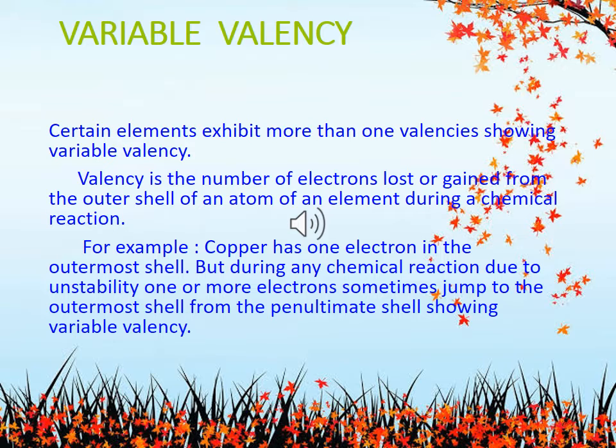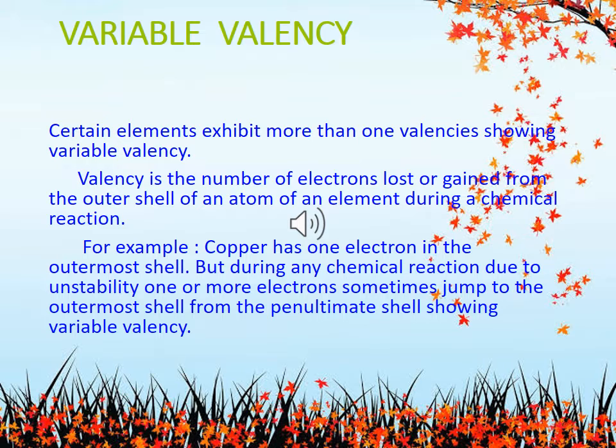Okay, from the outer shell. This statement is very important. Now for variable valency, we know that copper has variable valency. Why? Because copper has one electron in the outermost shell normally.